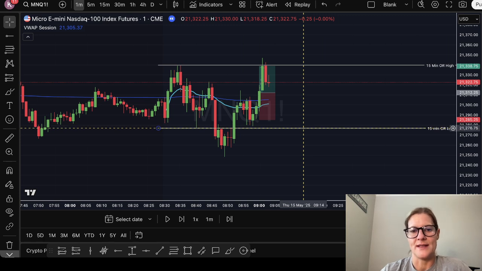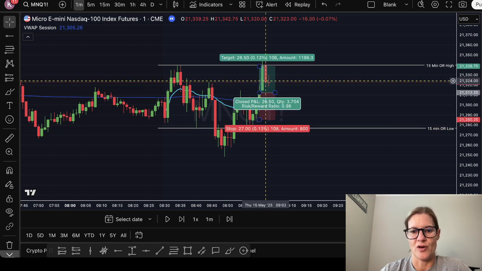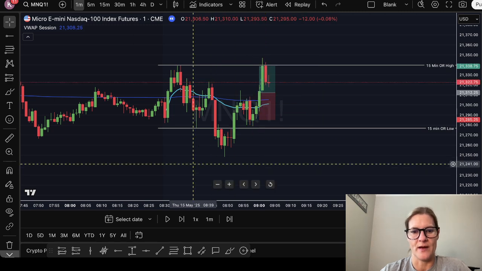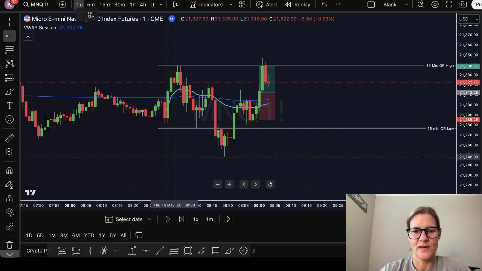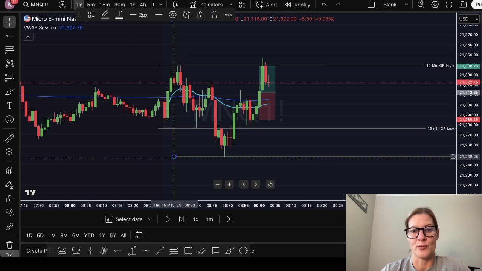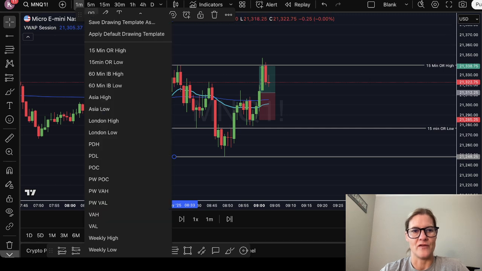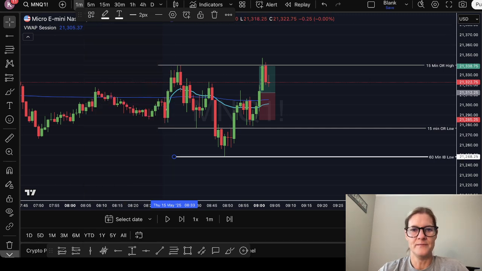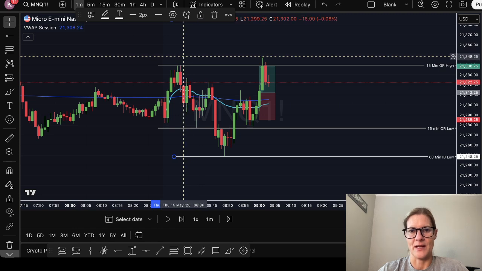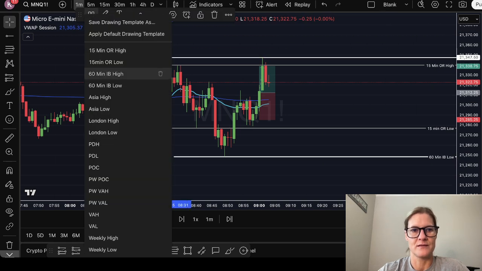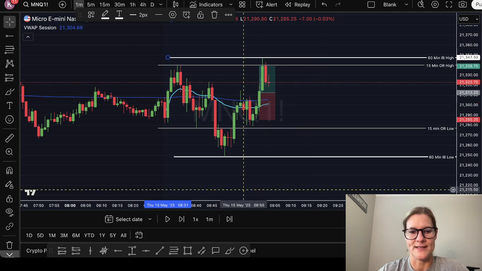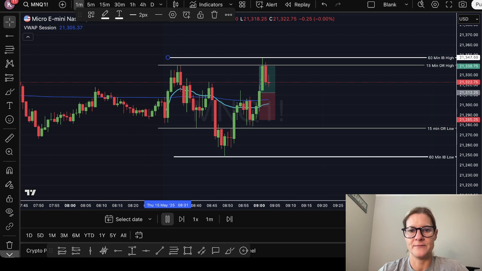I also mark the 60-minute initial balance range. So we're only 32 minutes into open, but again, I like to mark it as price action is going. So this right here would be the 60-minute initial balance low. So again, I have that saved over here on my templates. And then as of now, that's the 60-minute opening range high. But I will move these lines as we move along within the first 60 minutes. So let's play it again and see how things move along. Get that 60-minute opening range set.